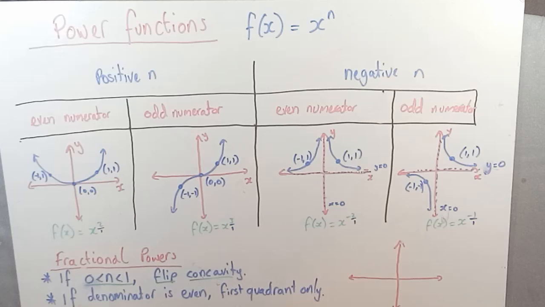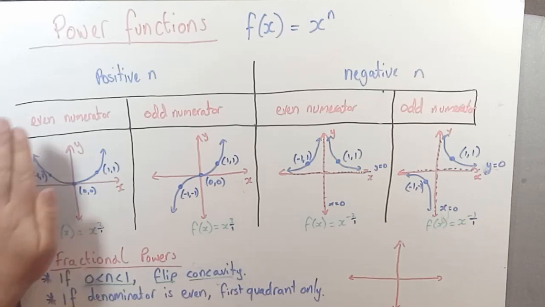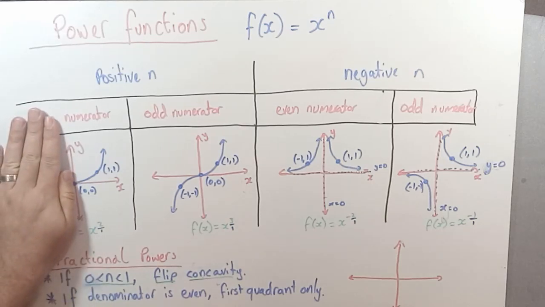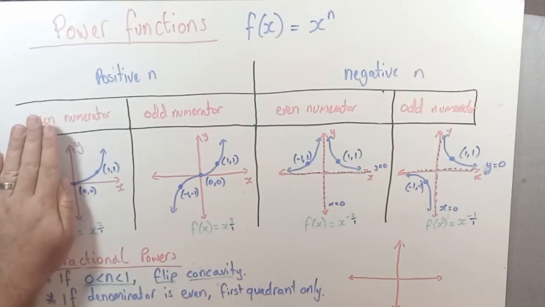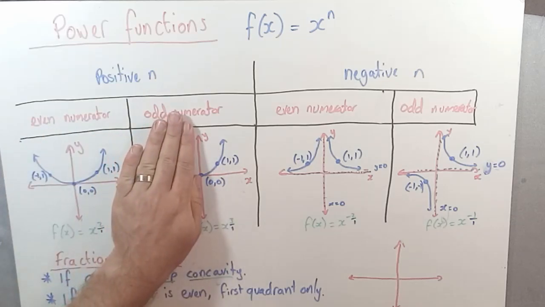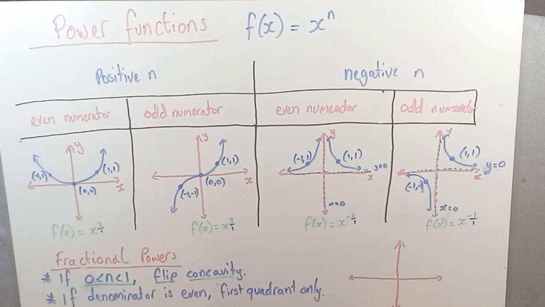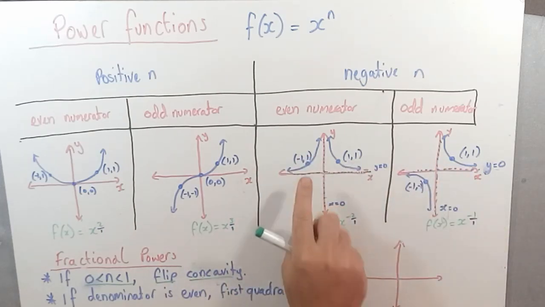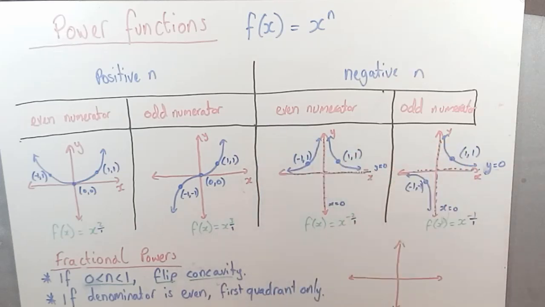Okay, another rule is if the denominator is even, then you cut off the second quadrant. Okay, you only use the first quadrant. And that's really it. And that includes these ones as well. If the denominator is even, you cut off that second quadrant. Okay, they're the only two rules. So let's give an example.